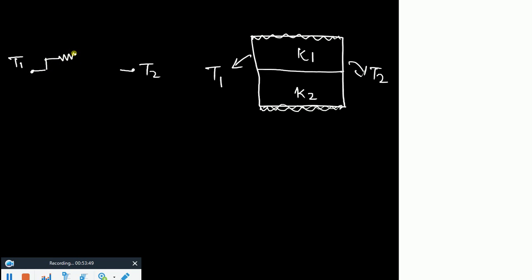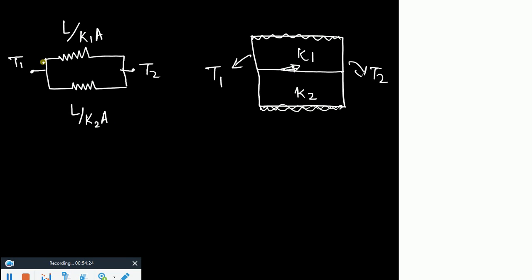Now see, this resistance can be written as what? L remains the same. Why? Because they have the same thickness. Area remains the same, the cross sectional area remains the same. Let's say L over K1A, and this resistance would be L over K2A. Now do you need any information about this temperature? Not at all. You don't need that information.